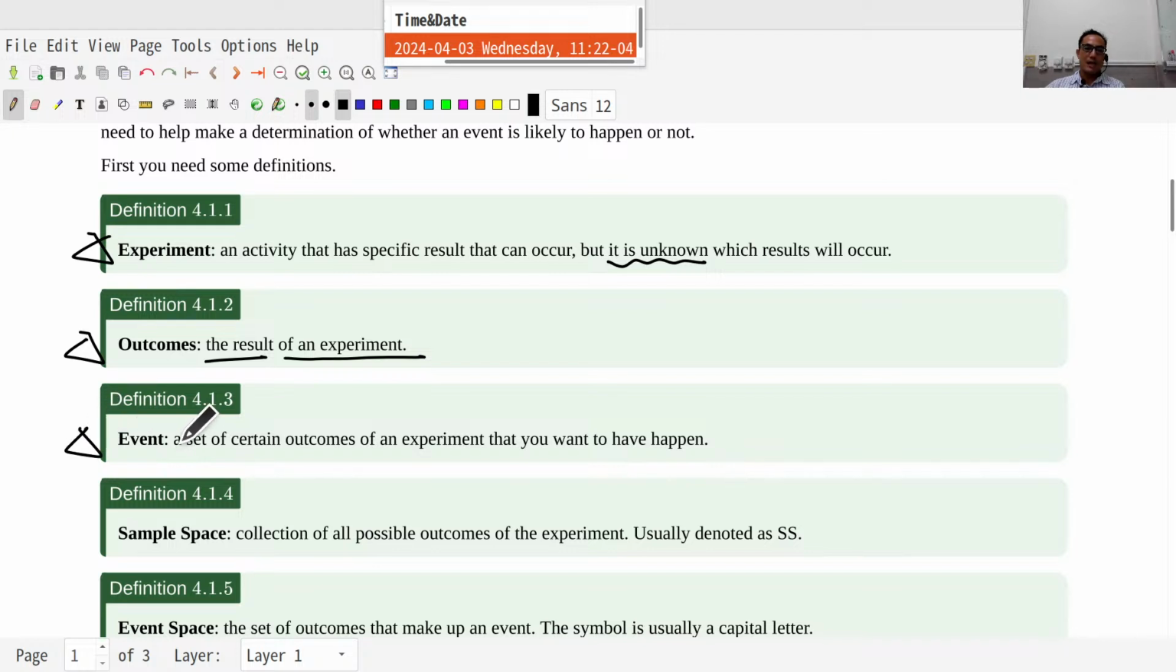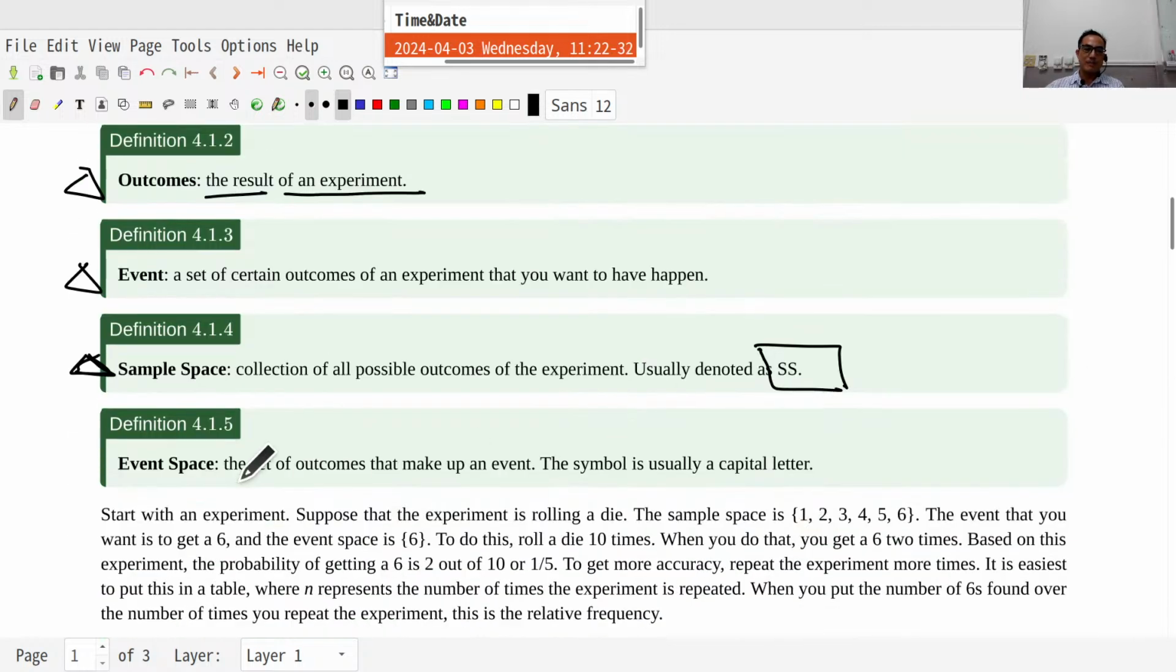Event: a set of certain outcomes of an experiment that you want to have happen. Then sample space: the collection of all possible outcomes of the experiment, usually denoted as capital S. And event space: the set of outcomes that makes up an event. The symbol is usually a capital letter.